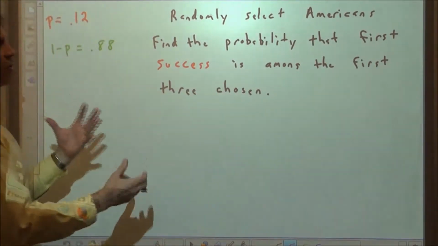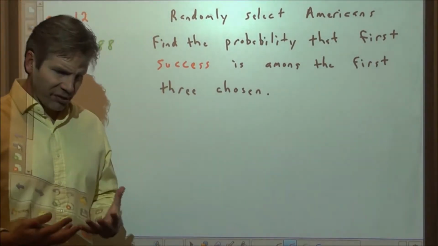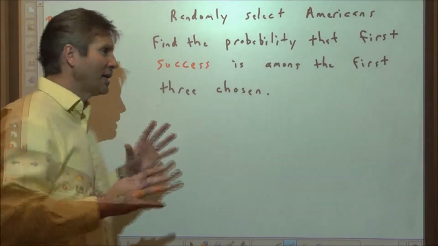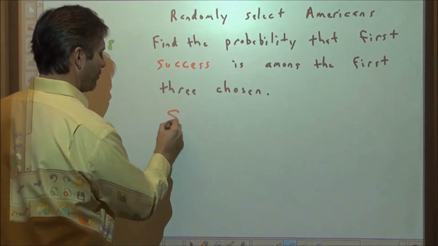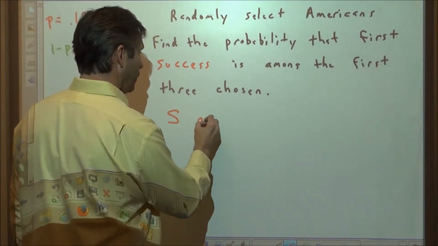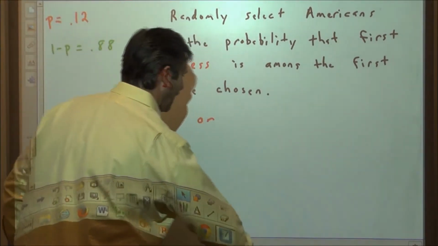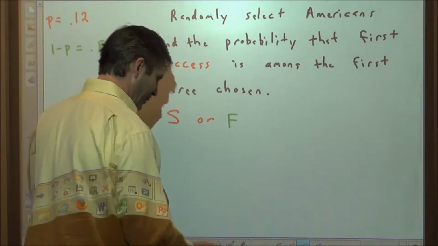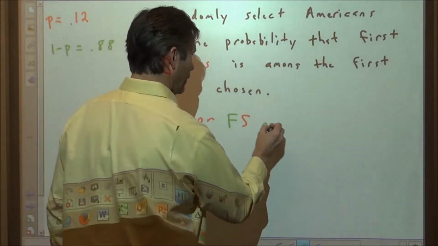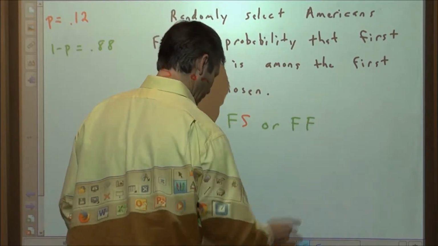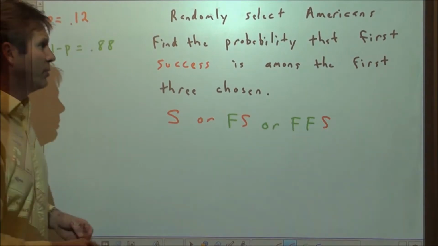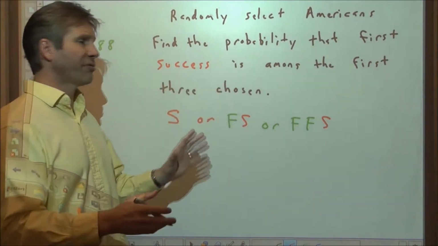Well, you want to reason through what that would mean. You can have your first success somewhere among the first 3 people chosen, but once you get your first success, you're done. So here are the scenarios. You could get your first success on the first person chosen. In that case, you'd be done. Or you could get your first success on the 2nd trial, which would mean you had a failure followed by a success. Or you can end up with 2 failures followed by a success. Any one of these 3 scenarios would cause you to get your first success somewhere among the first 3 chosen.